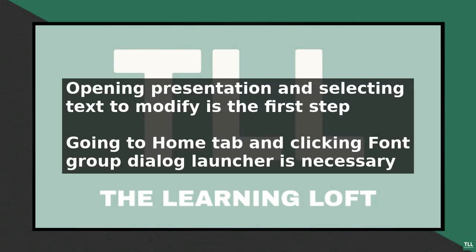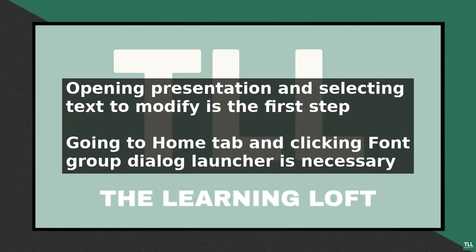To embed fonts in PowerPoint 2025, start by opening your presentation and selecting the text you want to modify. Next, go to the Home tab and click on the Font Group dialog launcher, which is the small arrow in the bottom right corner of the font group. In the Font dialog box, select the font you want to embed and click on the Embed Fonts tab.